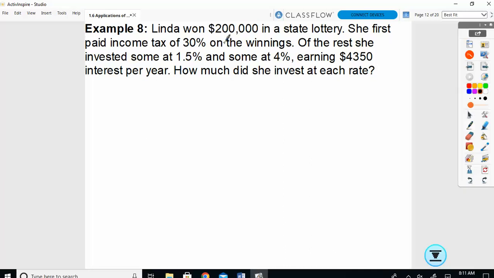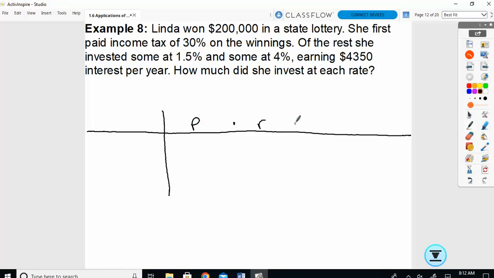So Linda won $200,000 in a state lottery. She first paid income tax of 30% on the winnings. Of the rest, she invested some at 1.5% and some at 4%, earning $4,350 interest per year. How much did she invest at each rate? So what do I do? Table. Okay, what formula goes across the top? P times R times T equals I.